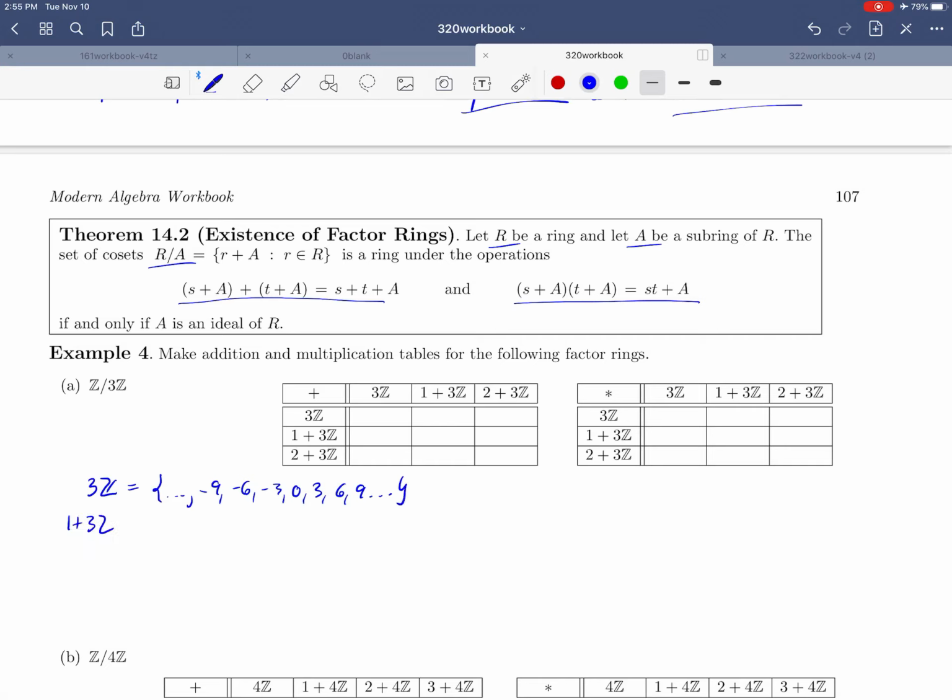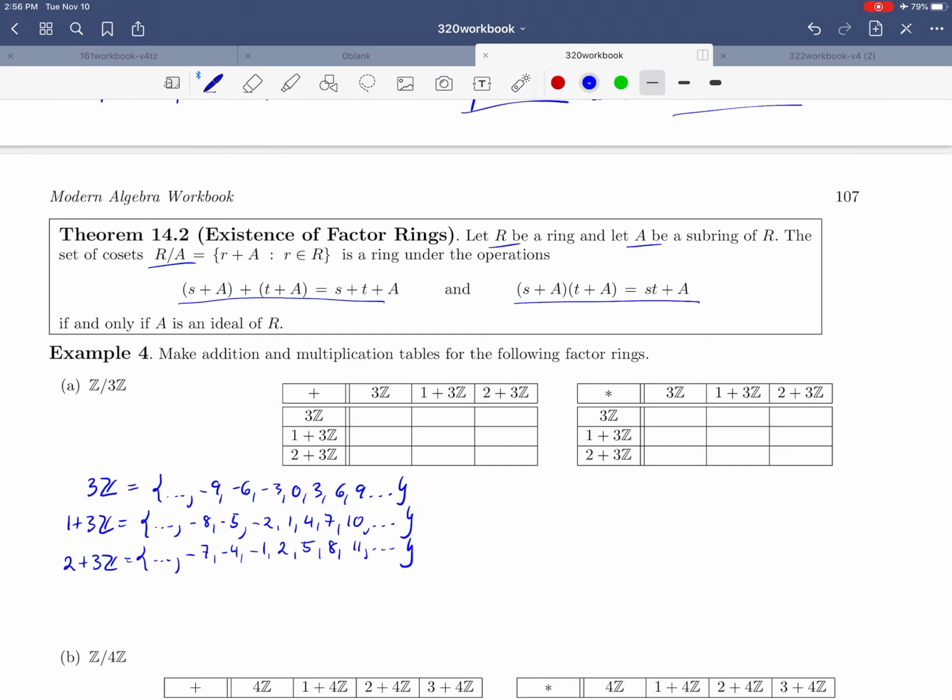And then we have 1 plus 3Z. And that's all the multiples of 3 plus 1. So that's minus 8, minus 5, minus 2, 1, 4, 7, 10, and so on. And then we have all the multiples of 3 plus 2. So that's minus 7, minus 4, minus 1, 2, 5, 8, 11, and so on.